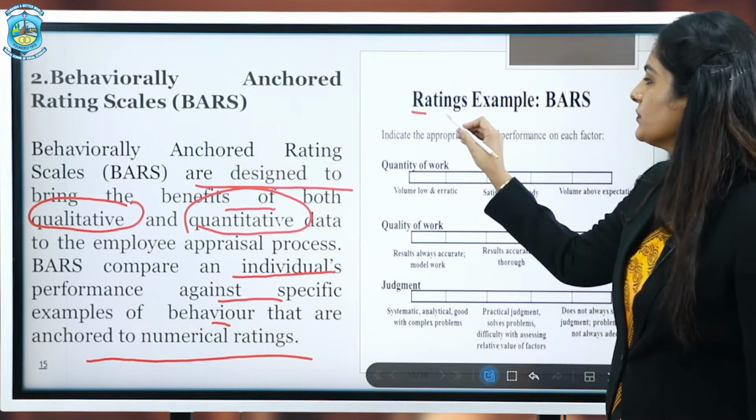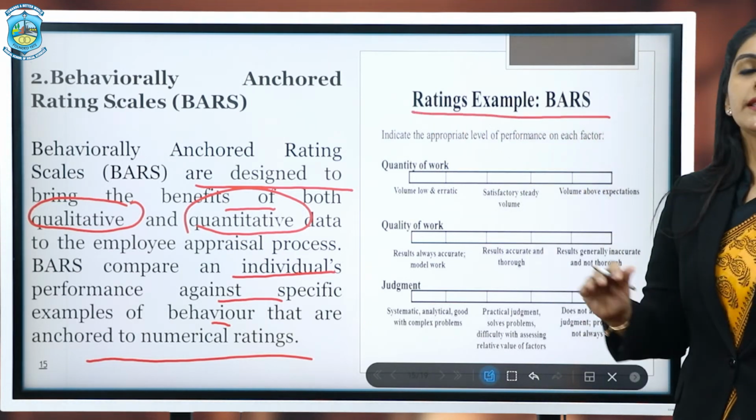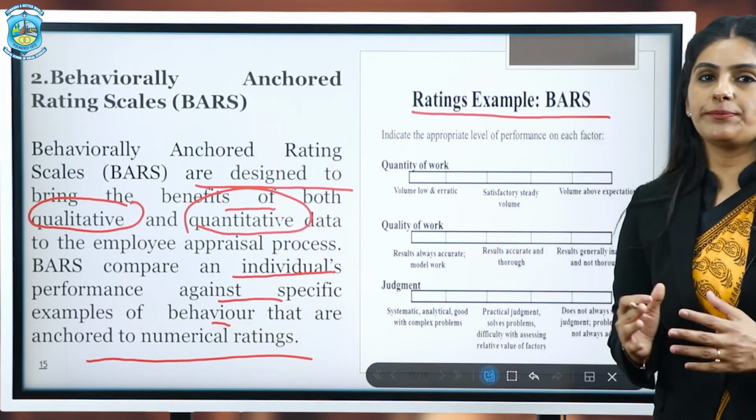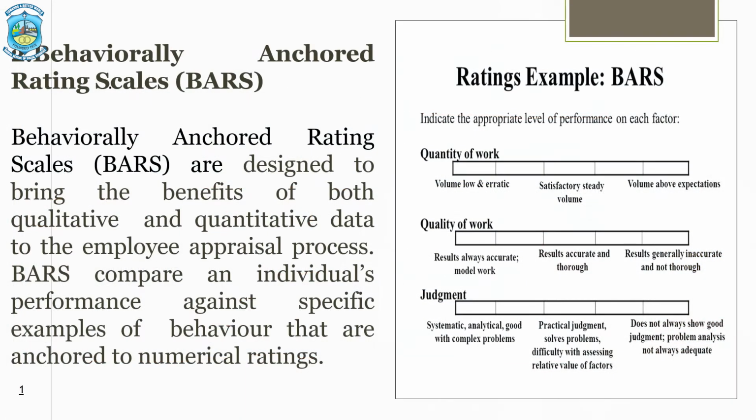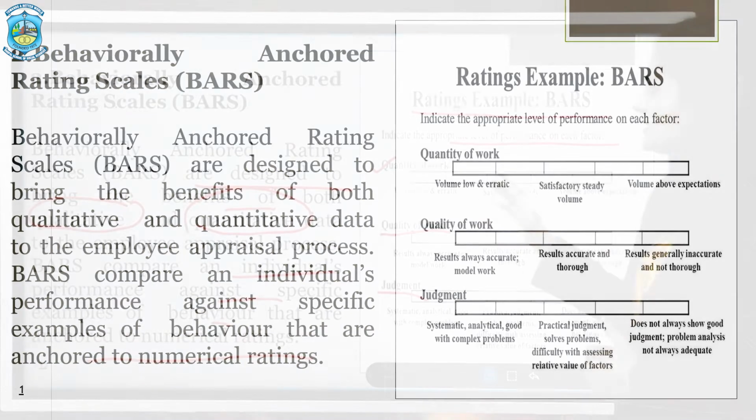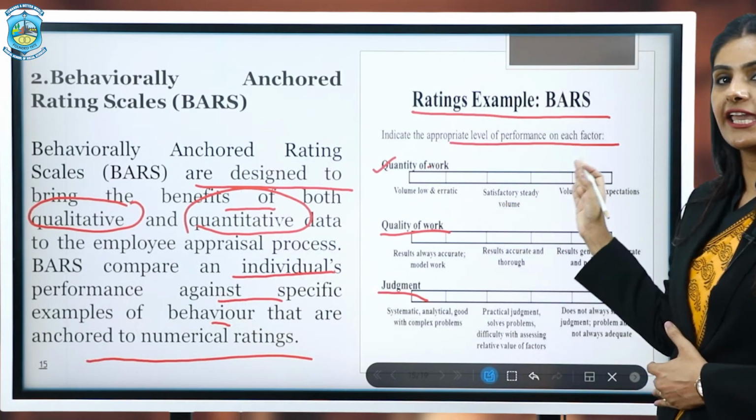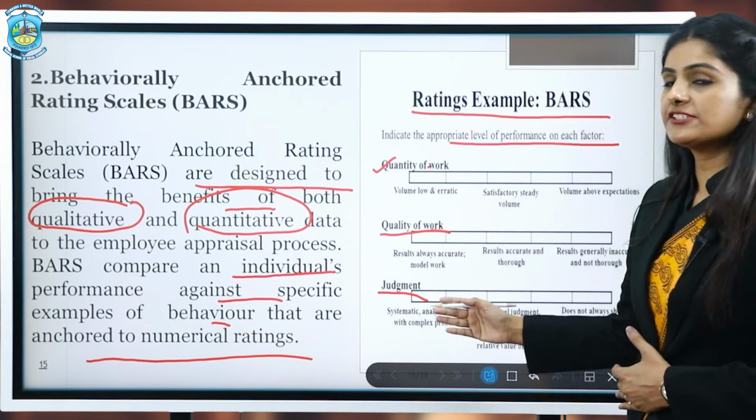As you can see, this is an example of the BARS method which is used for appraising the employee. Here, as you can see, the different types of factors are quantity of work, quality of work and judgment. A few of these factors are rated on different scales. Here it is a 3-point scale which is used to measure these factors.